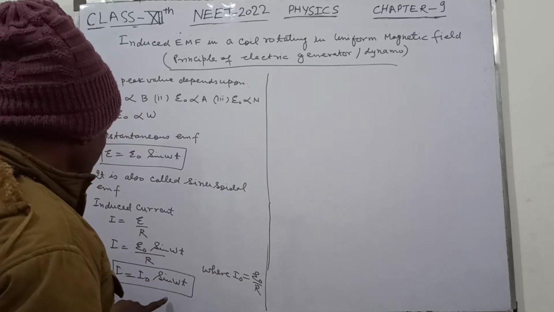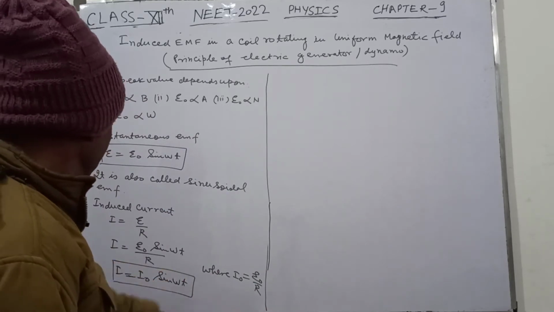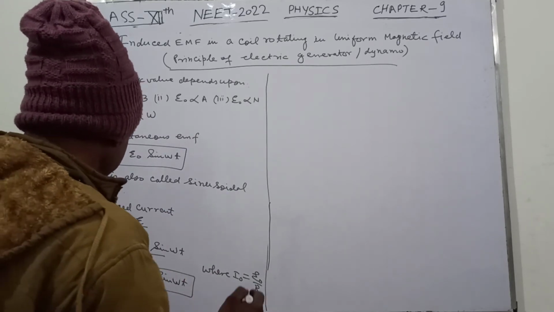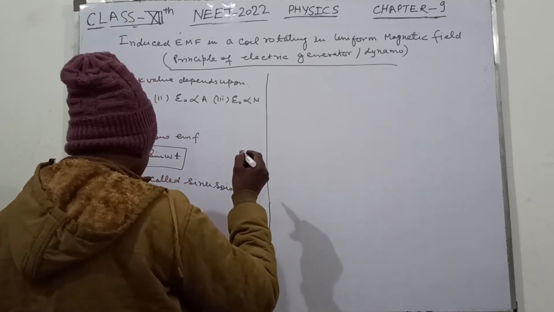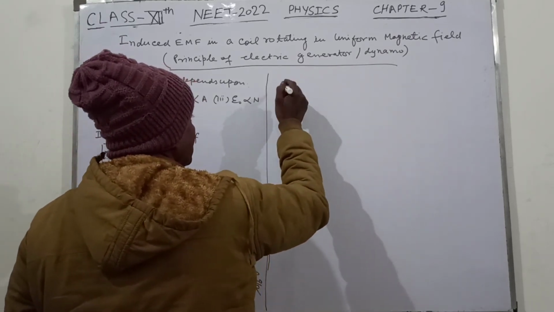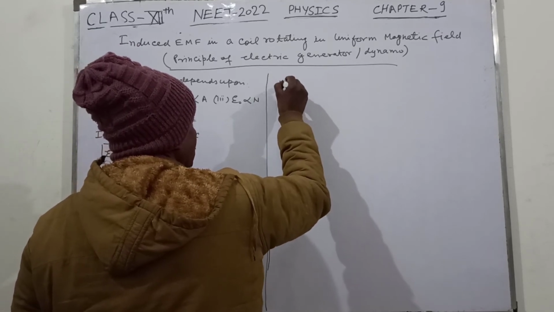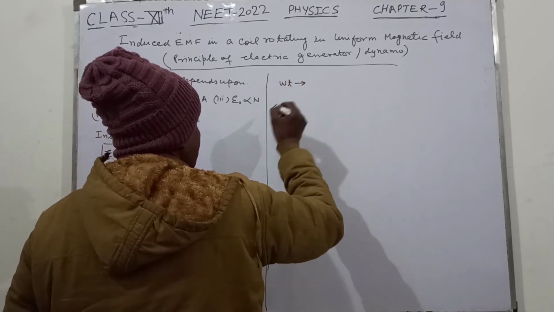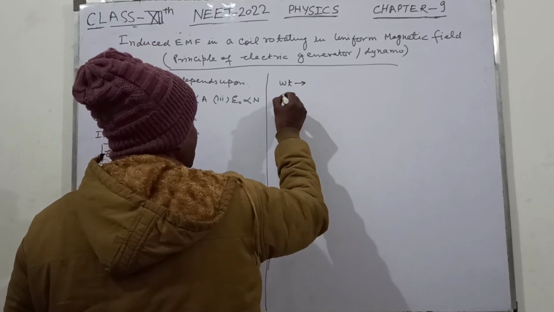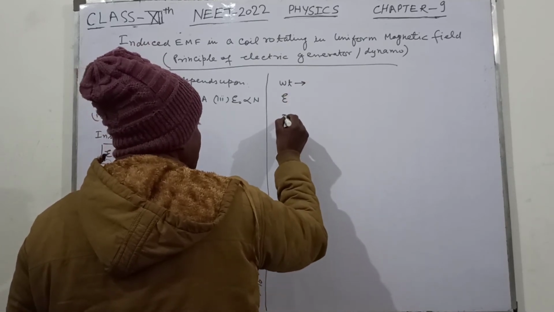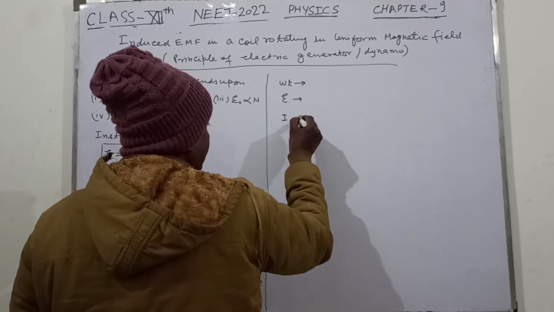Now this I naught is the peak value of the current, and you can see that for this omega t, if we take I here, suppose this is your E and this is your I, then we can have different values.